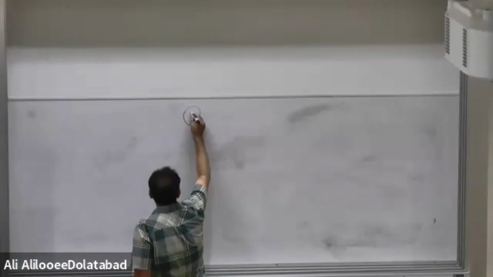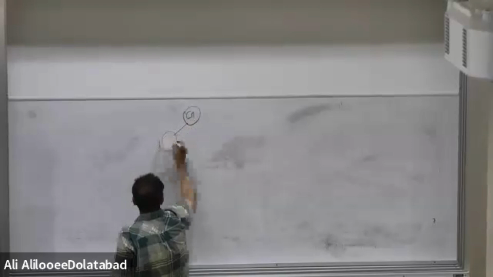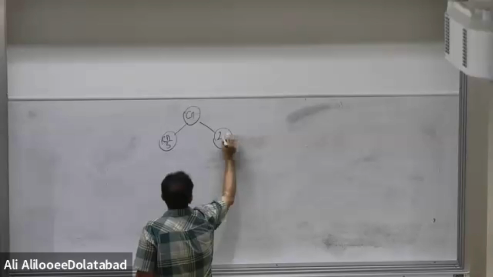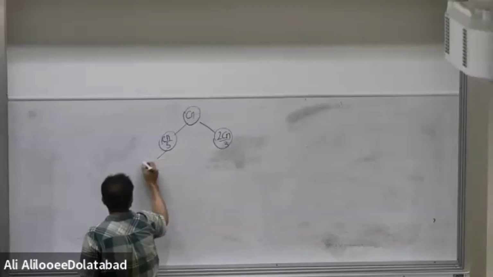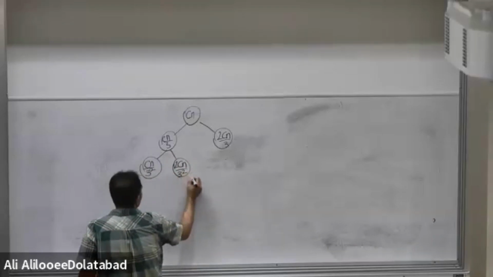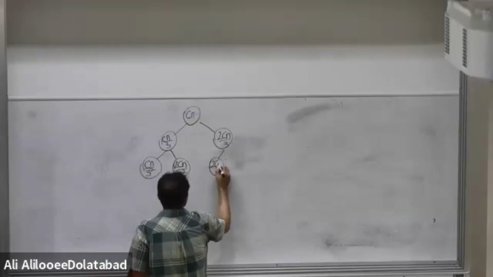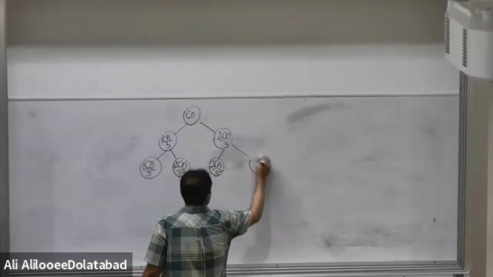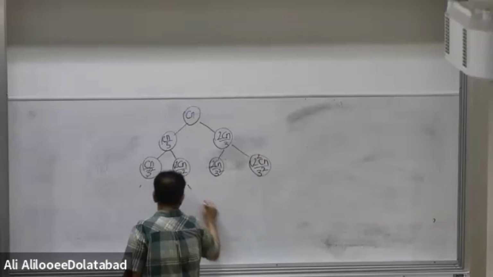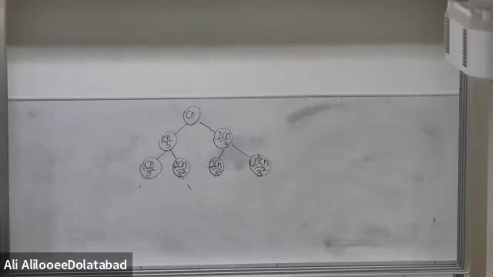Okay, so the tree that we have here is a tree like this. Then you have Cn, then you have Cn over 3, 2Cn over 3, we have Cn over 3 squared, 2Cn over 3 squared, 2 squared Cn over 3 squared, and continue. Okay, that's what we have here.